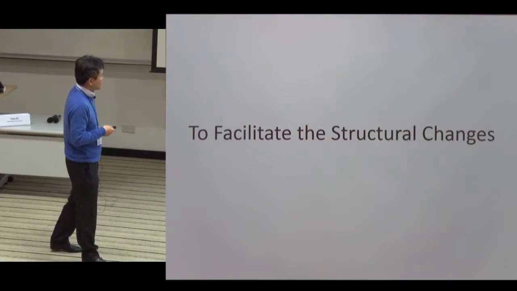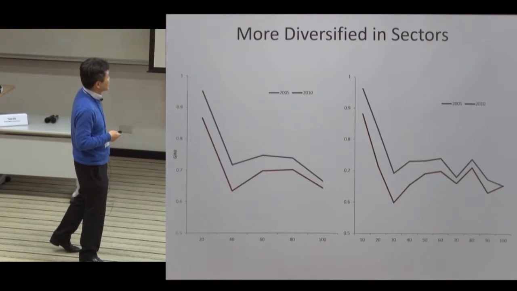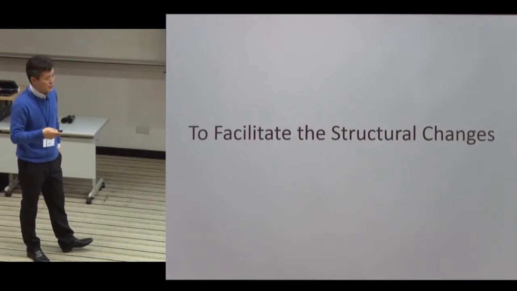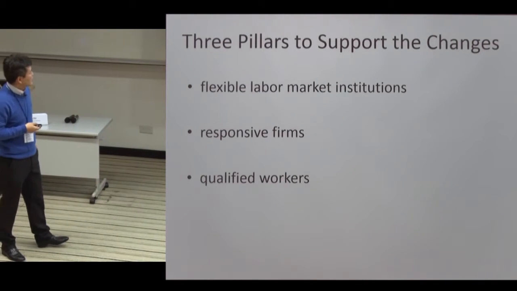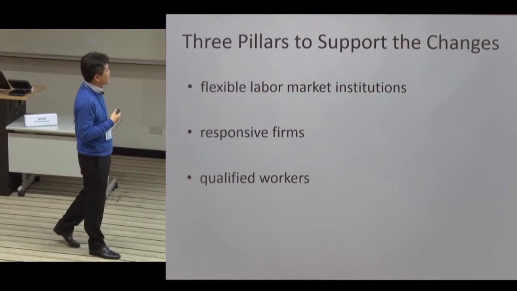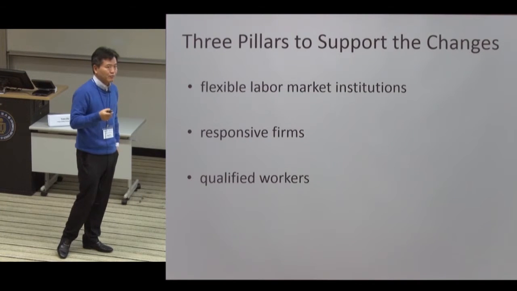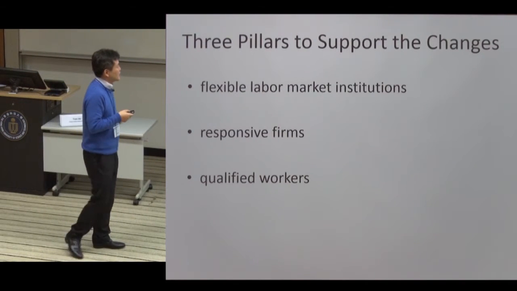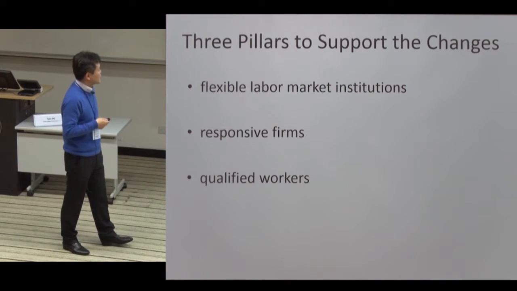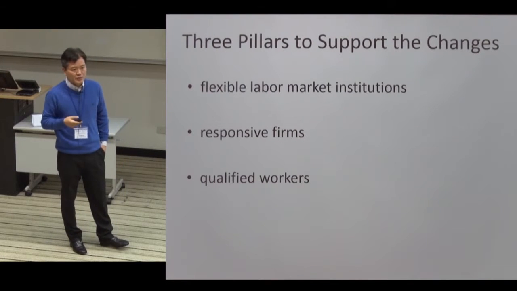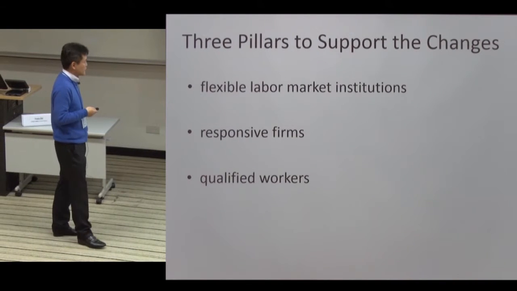So I think if this is the pattern, China is going to facilitate the structural change like this. But how? I think these three aspects are very important. Firstly, we should have more flexible labor market institutions to make labor mobility happen more easily. And also, we need very responsive firms to adapt to these changes. And also, we need qualified workers.